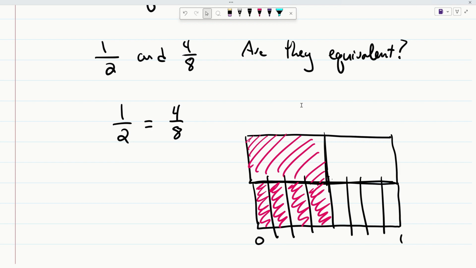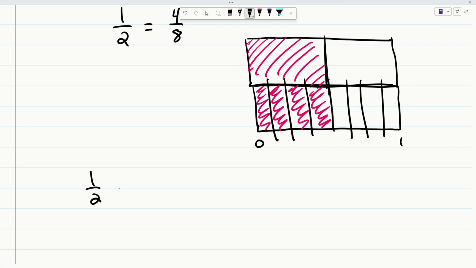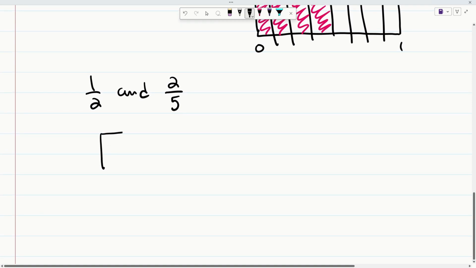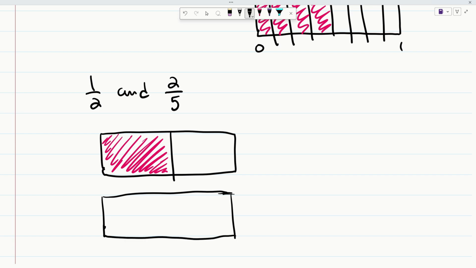All right. And not all fractions are equivalent to each other. For example, we know 1/2 and 2/5. Well, are they equal to each other? Well, let's see. Let's do exactly what we just did. We're going to draw 1/2. All right. Then same exact area. Now we're going to do 1/5, or I'm sorry, 2/5. So here's 2/5.